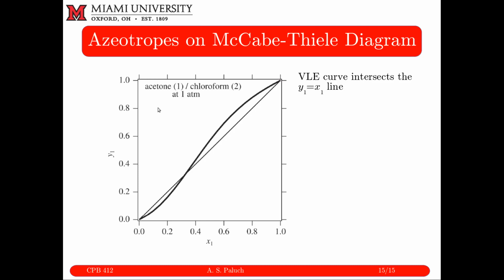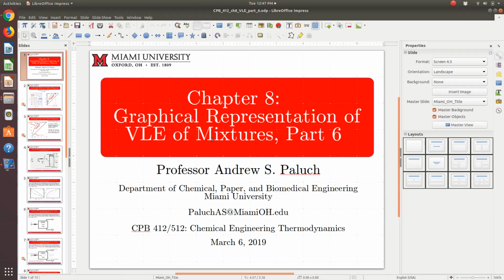And then when we talked about this system, in which we had a maximum boiling azeotrope, if I'm to the left of the azeotrope at low compositions, component 1, which is my most volatile component, behaves like it's the least volatile. So the curve's below my y equals x line, and then those rules flip at higher concentrations. Okay, and that's it for our notes on McCabe-Thiele diagrams.